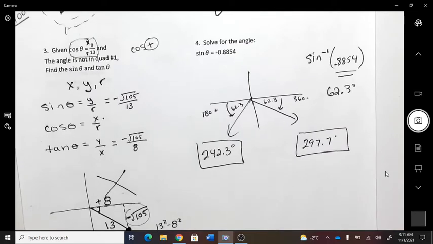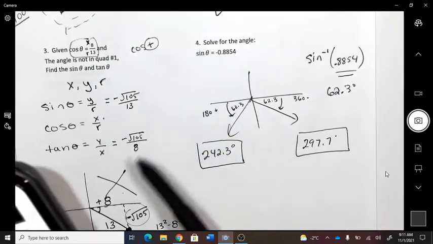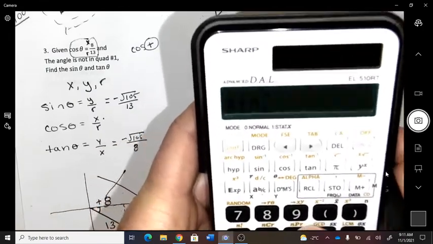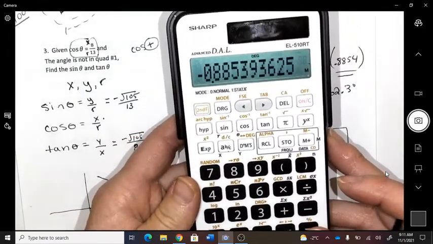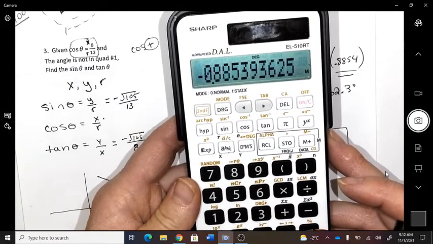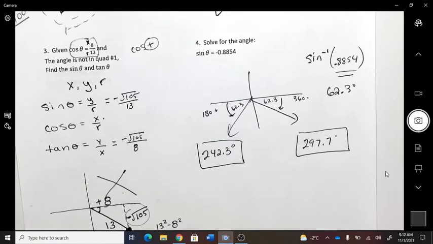Okay, you can always check your answers on the test. If you want to go forwards, you can say, what's the sine of 297.7 equals negative 0.8854. Okay, that's me checking my answer.